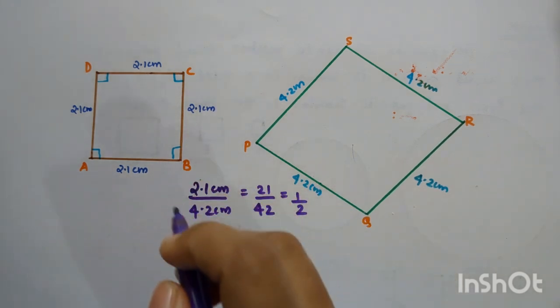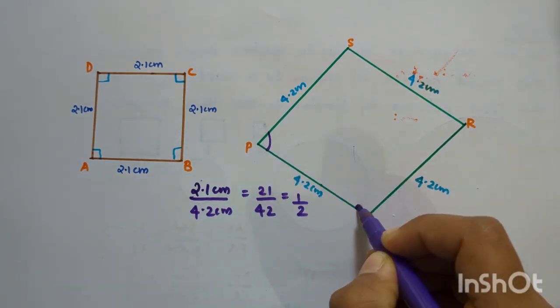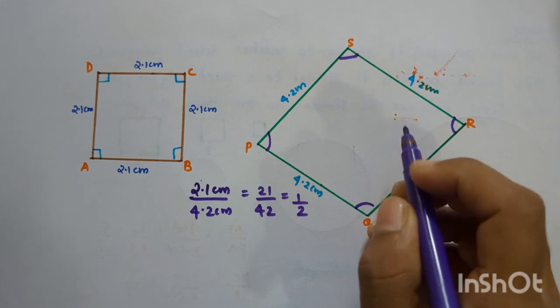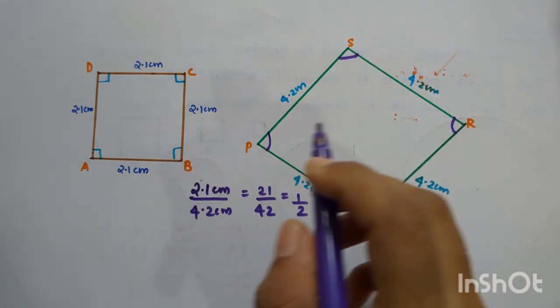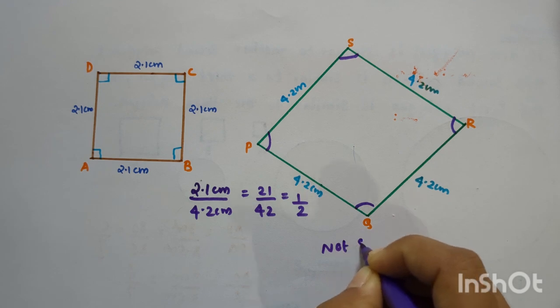But what about their corresponding angles? You see, all these angles are 90. But these angles are actually not 90. So here the corresponding angles are not equal. So these two quadrilaterals are not similar.